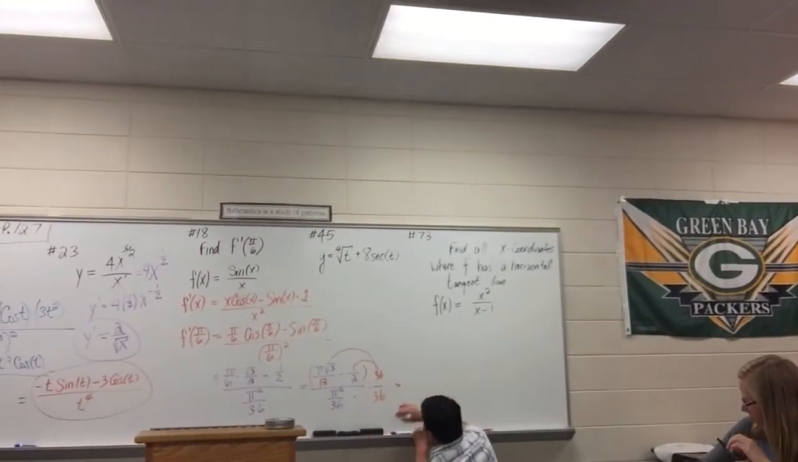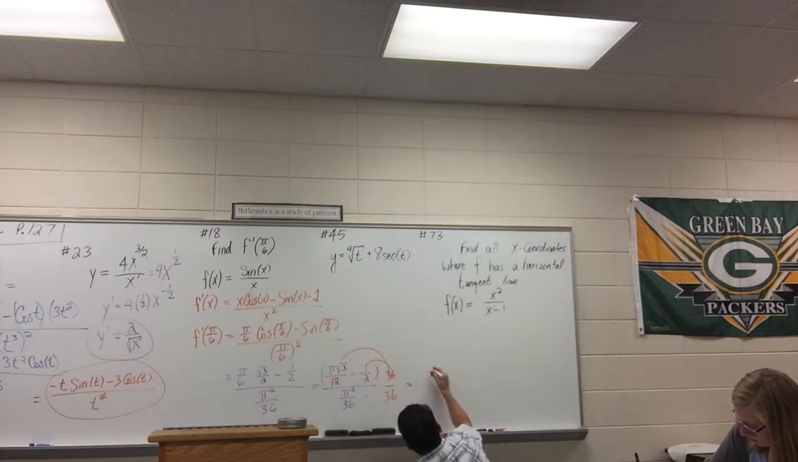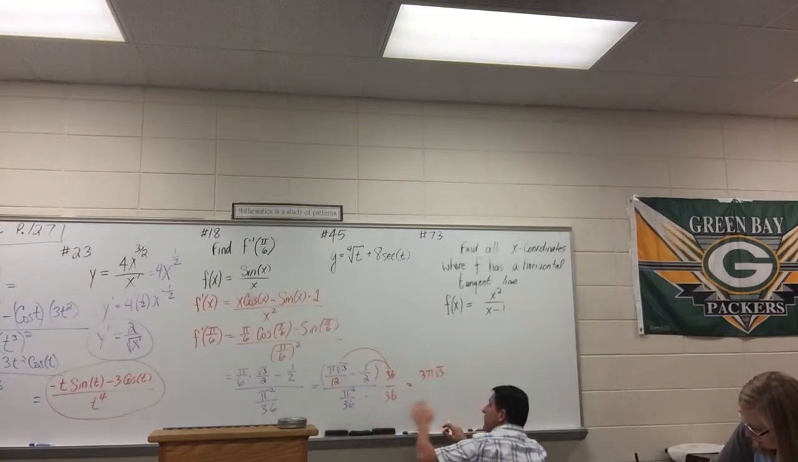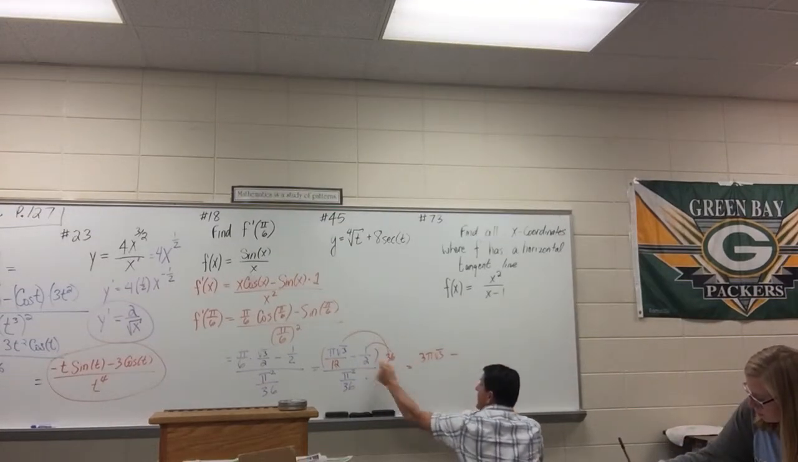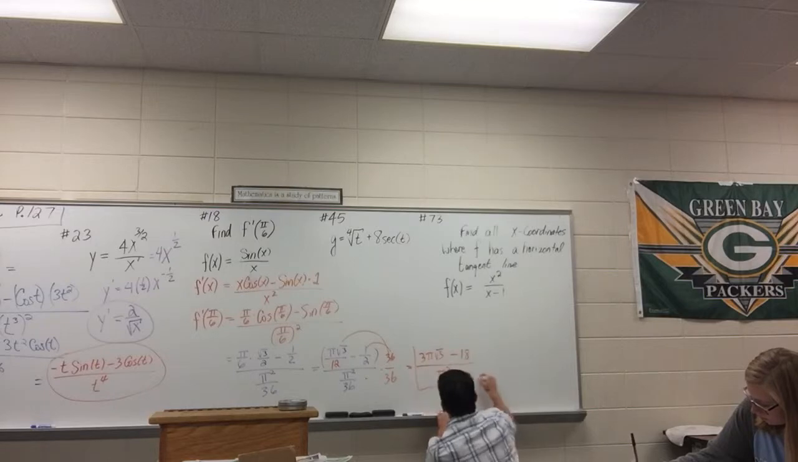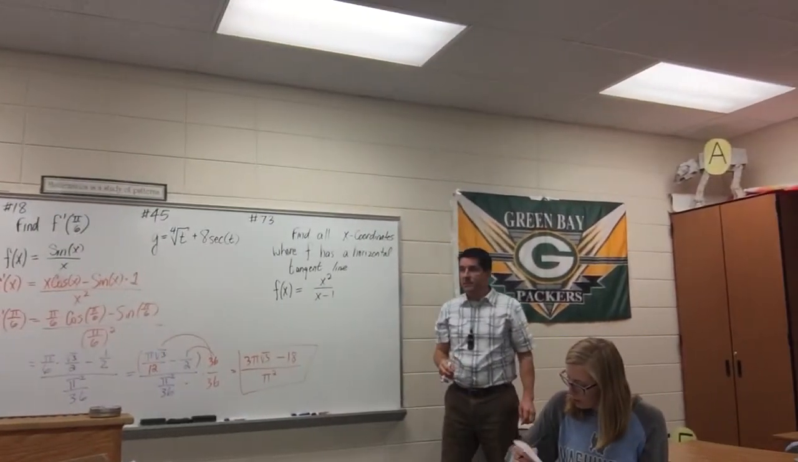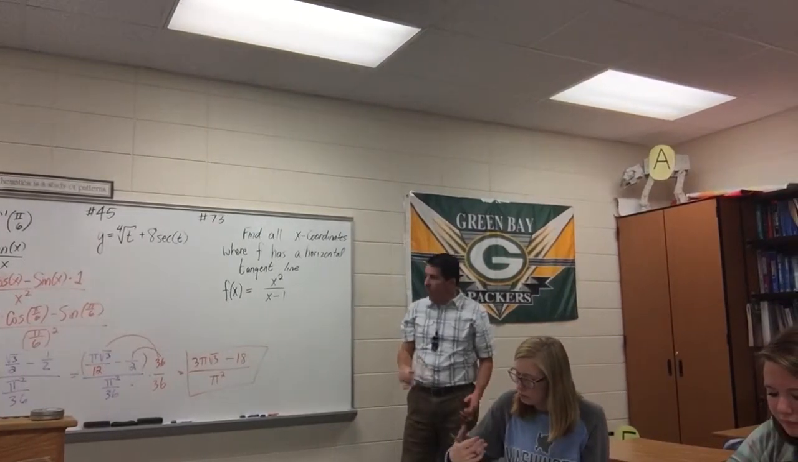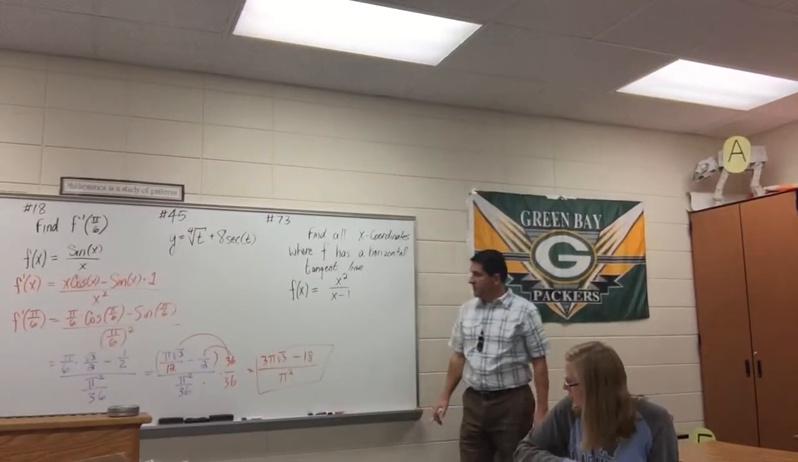All right, now I'm going to distribute. So the 36 cancels with the 12 to make a 3. So it's 3 pi times the square root of 3. It's not over anything anymore. Minus 36 times a half is 18, over pi squared. Or something equivalent to it.